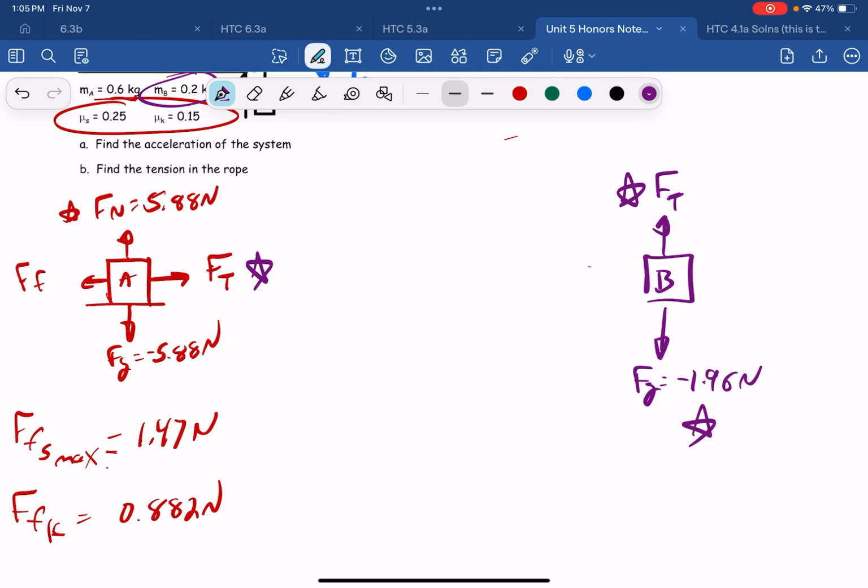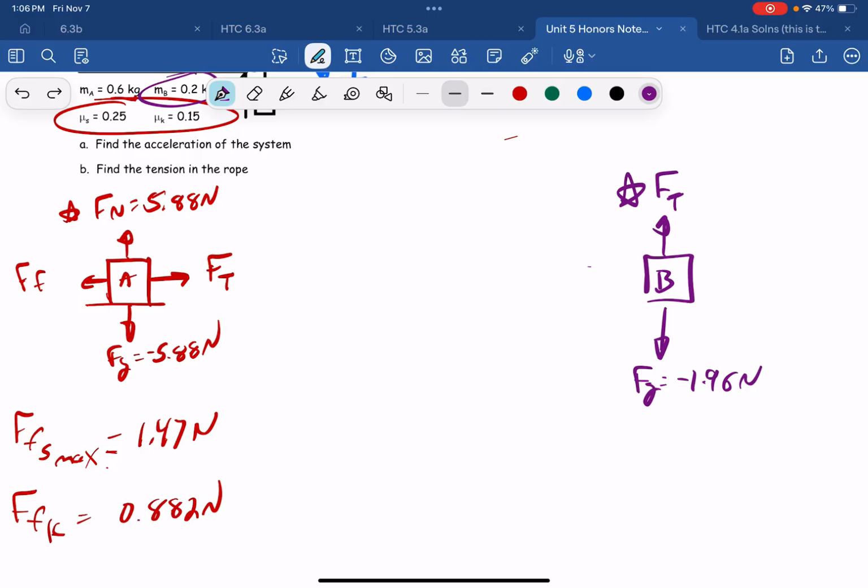Students year after year after year make this tension over here equal to this force of gravity. And you cannot do that, because if the tension equals that force of gravity, then object B won't move, and as a result, object A can't possibly move, all right? So that tension is an unknown force.